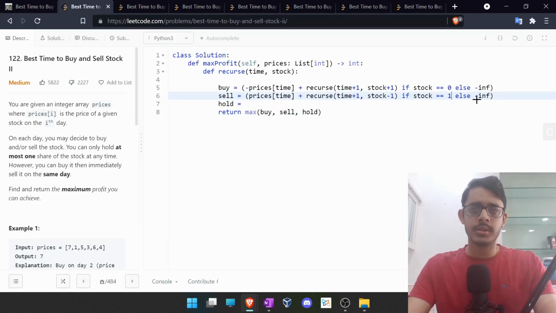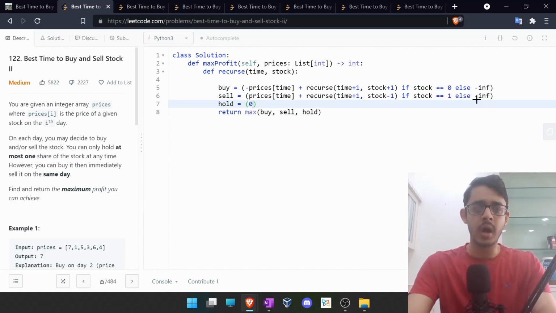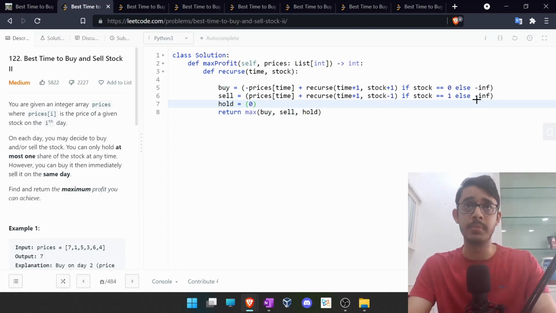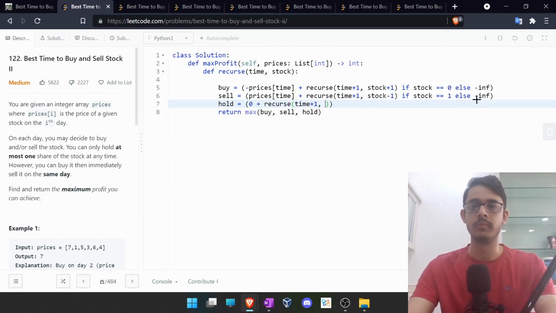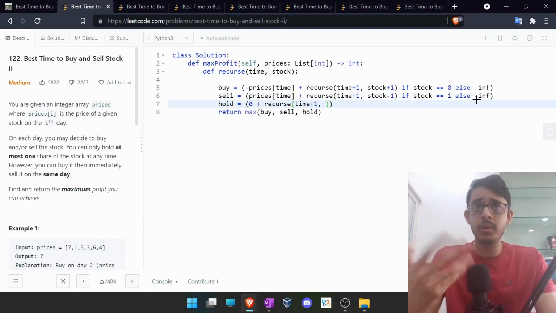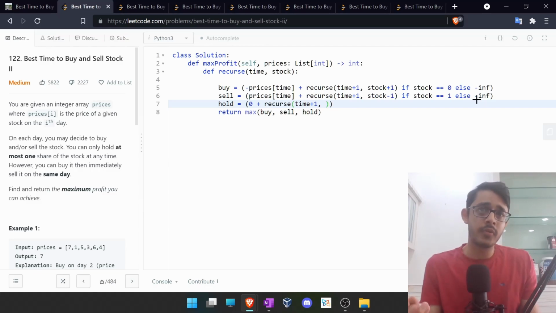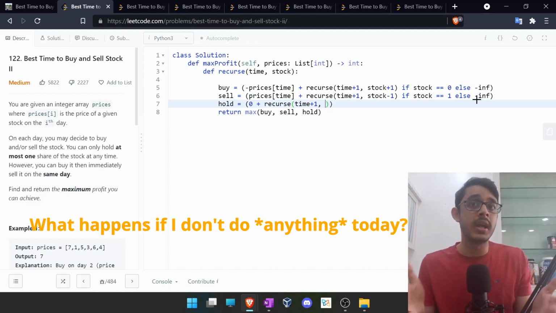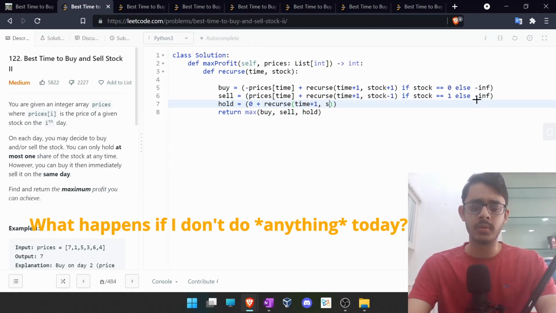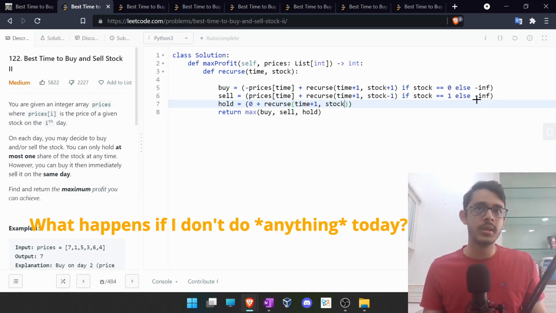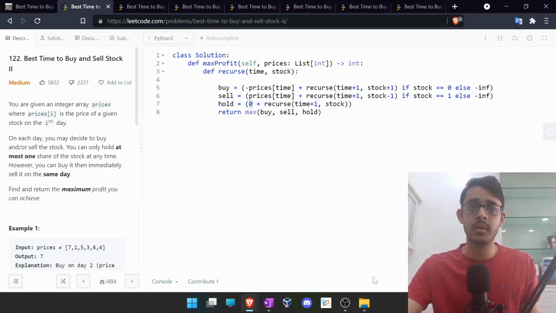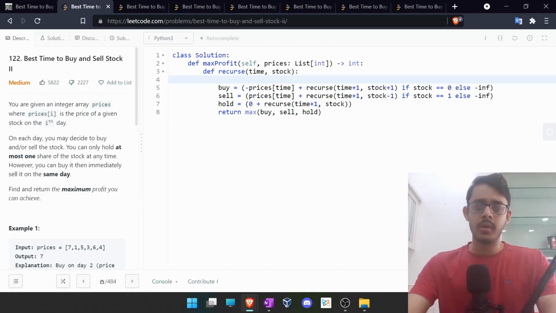Cool. So what about the holding case? In the holding case, you aren't really interacting with the market, so you don't really get any prices, positive or negative. But you still have to recurse into the future. So we'll say time plus 1. What is the amount of stocks that you'll send into the future? Again, when you're making the decision to hold, you're trying to say, what happens in the future if I hold right now? So time becomes plus 1 and the number of stocks is going to be passed as is. We aren't increasing or decreasing because we haven't interacted with the market. We have taken the decision to hold our position. Okay, cool. We're pretty much done.